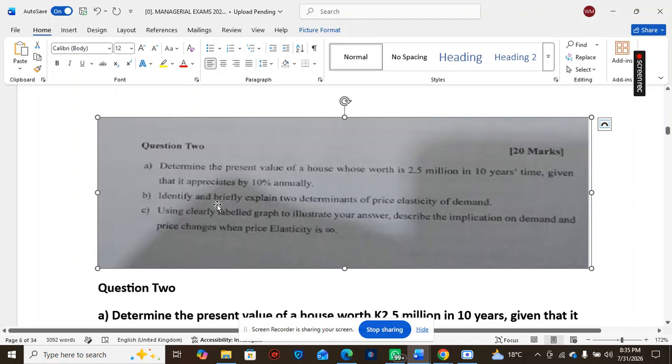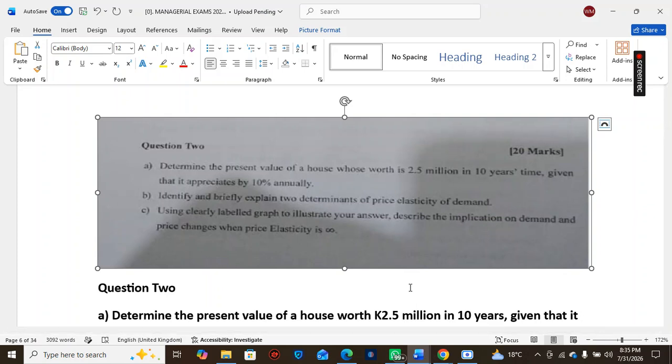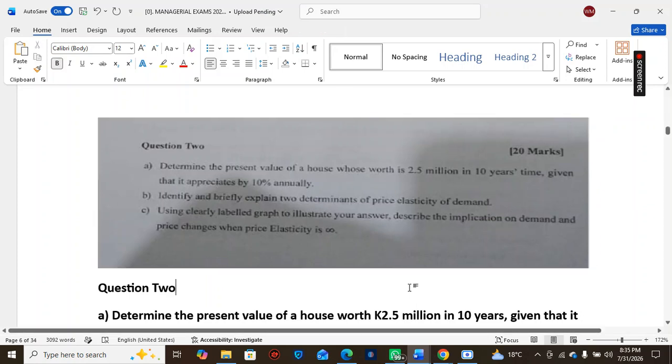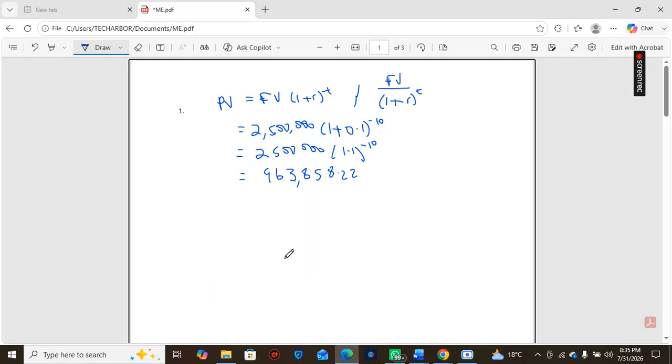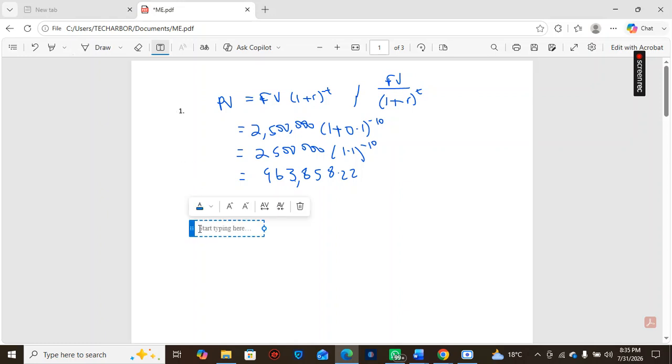Identify and briefly explain two determinants of price elasticity of demand. So, colleagues, remember we said price elasticity of demand is how the quantity demanded of a good responds to changes in the price of that same good. All right. So, two determinants. Number one, availability of substitutes.